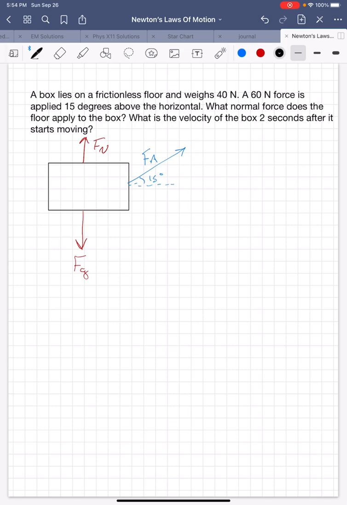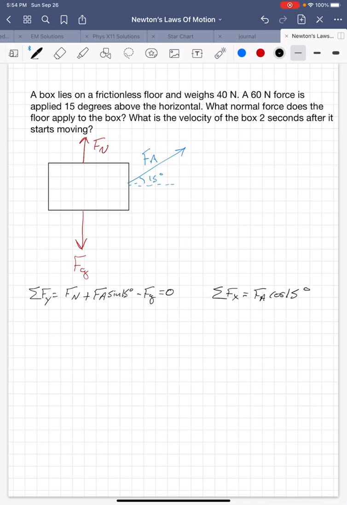So if I come down here and I say, well, what's the sum of the forces in the y direction? Well, that's the normal force plus the y component of the applied force, which is Fa sine 15 degrees, because y is opposite, minus Fg. And that's equal to 0 because I'm not accelerating through the floor or up into the sky. In the x direction, the sum of the forces in the x direction, all I have is the x component of the applied force.